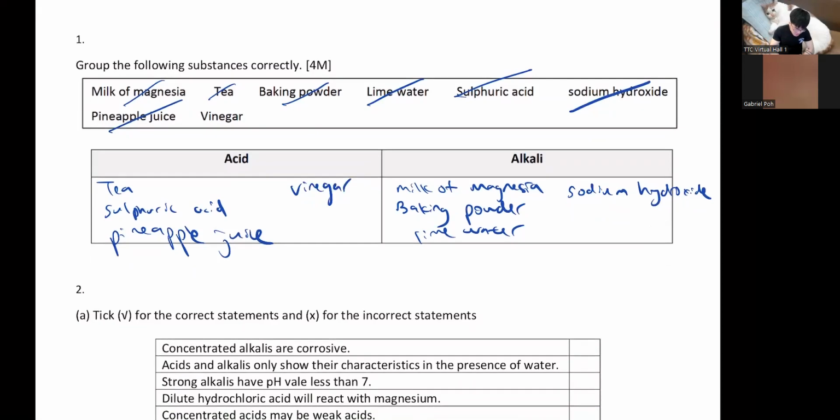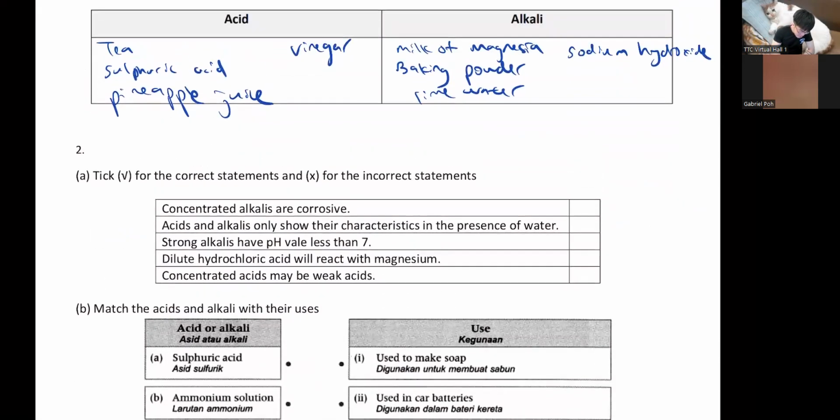Okay, easy peasy here. So next, number 2. Tick for the correct statement and cross for the incorrect statement. Concentrated alkalis are corrosive. Yes, they are. Same goes for acid as well. Acid and alkalis only show their characteristic in the presence of water. Very important. If your acid and alkali are dry, like dry soap, you take a piece of litmus paper and put it on dry soap, you don't see anything, because dry acid and dry alkali will not show you anything.